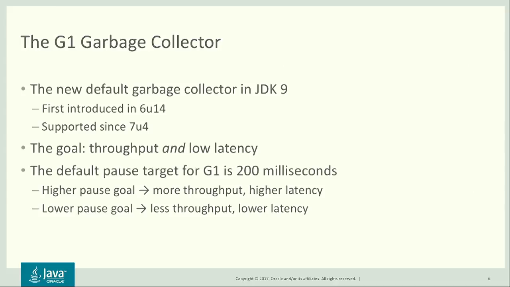As stated above, the goal of G1 is to provide a balance between throughput and latency. The default pause target for G1 is set at 200 milliseconds. By adjusting this value, users can tune G1 to provide either lower latency or higher throughput, with a higher value providing higher throughput at the expense of higher overall latency, or a lower value providing lower throughput and lower latency.